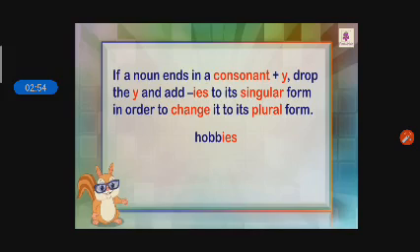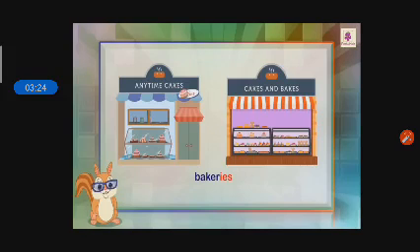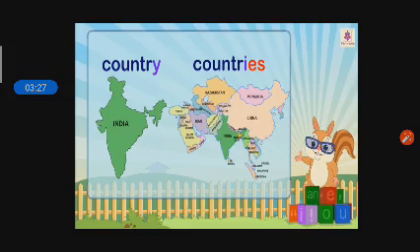We will learn some more examples. But first listen to this: consonant plus Y. You have to drop Y, okay, and add IES to its singular form in order to change it to plural form. With this definition, maybe you will not understand, but let me explain by some examples. Bakeries. See here, country, countries.